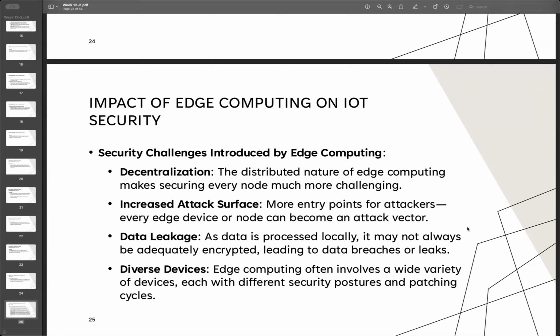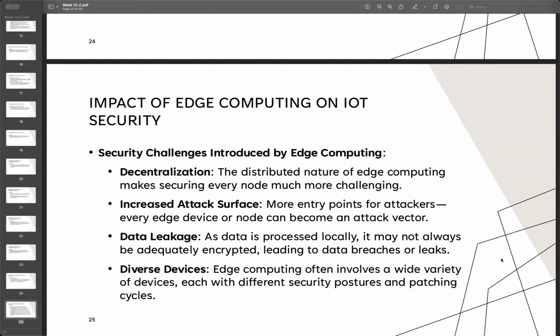So here's the idea: there are pros and cons between decentralization and also data leakage. The data they process locally may not always be adequately encrypted. They may just save it locally. So once attacked, the data can be exported to the attacker, and it is easy to cause data breaches.